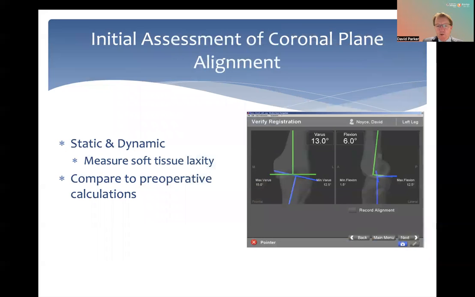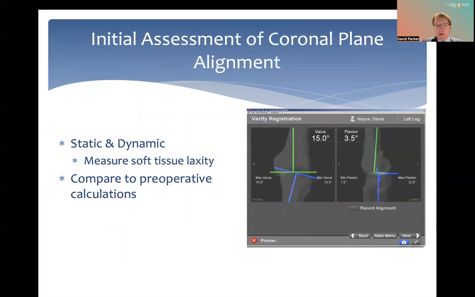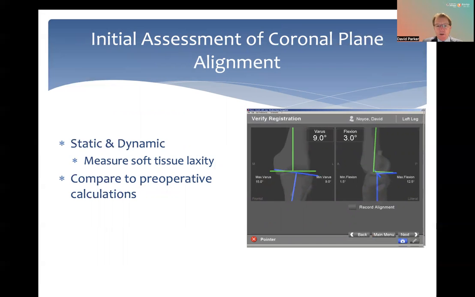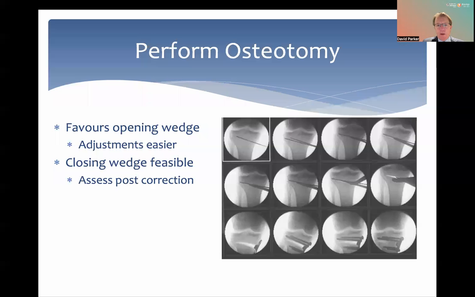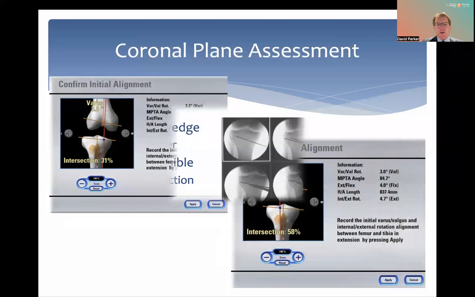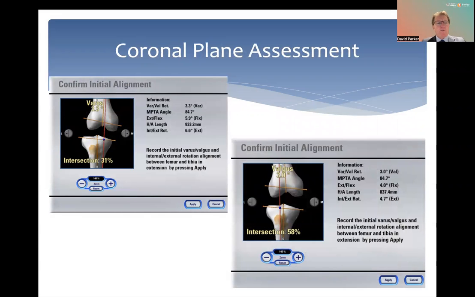We can then get our initial alignment. We can look at the effect of soft tissue laxity, and we stress into varus and then stress into valgus, and then we can compare this and validate it against our preoperative calculations. And then we do the osteotomy, and once the osteotomy is complete, we can check our alignment again with the navigation system, just to be happy that we've achieved what we want to achieve.